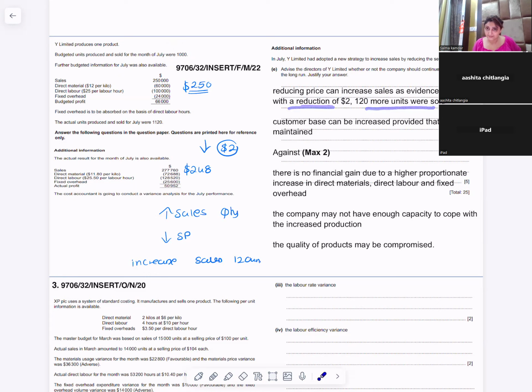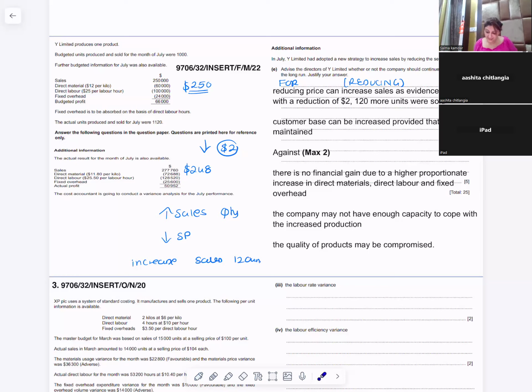So when I reduce $2, I can evidently see that I expected to sell 1,000, but I ended up selling 1,120 units. So if I am reducing the price, the customers are increasing. Customers can be increased, but you should ensure that reducing the selling price does not affect the quality of the product. These are things in favor of reducing the selling price. Now, things against reducing the selling price.